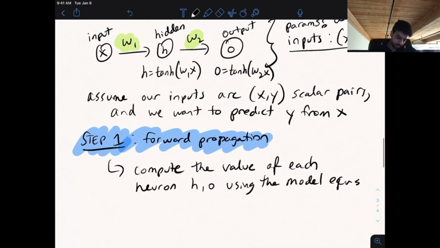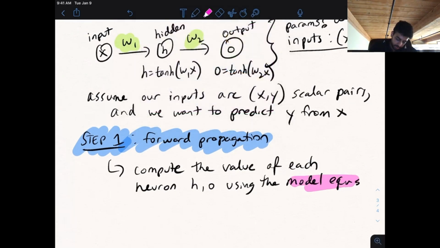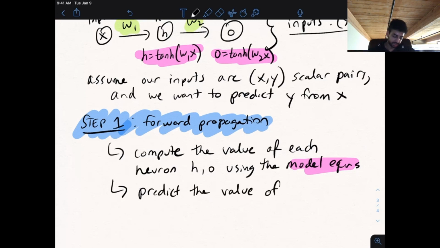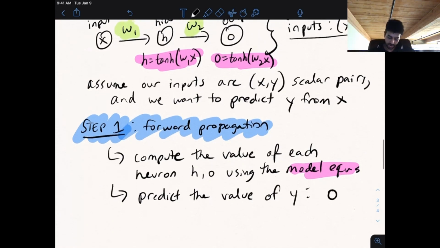Okay, so let us make that more clear. What are the model equations? They're these two things. And next, we're going to predict the value of y. Actually, this is not really a separate step. We did it in the first step, but our O value is going to be the model's prediction of y.